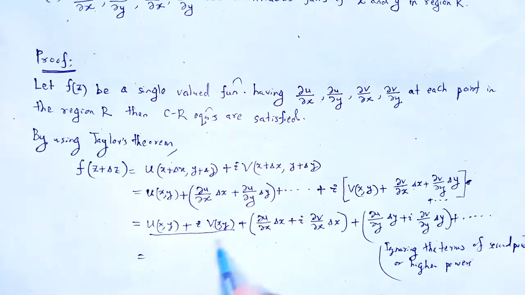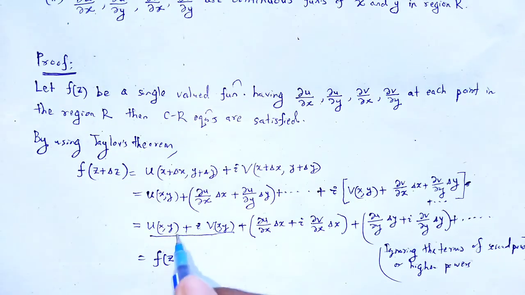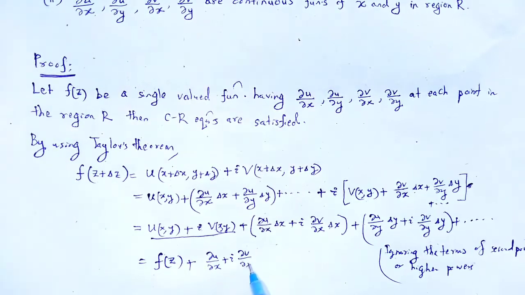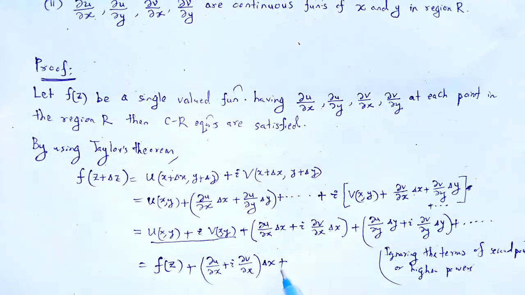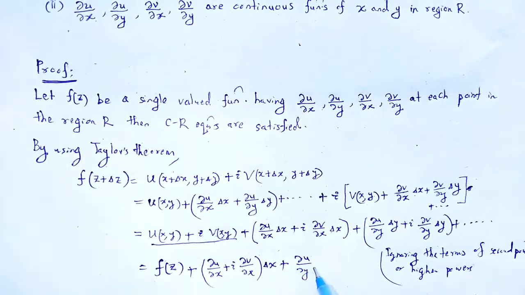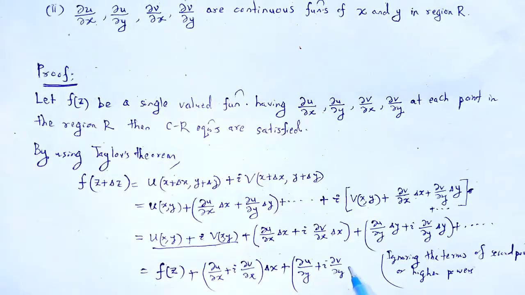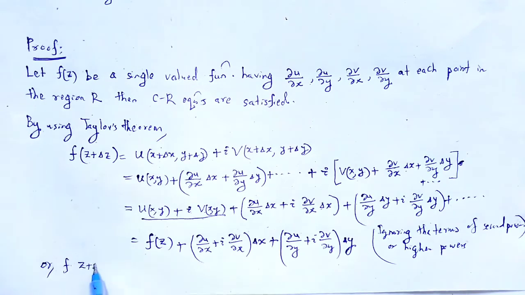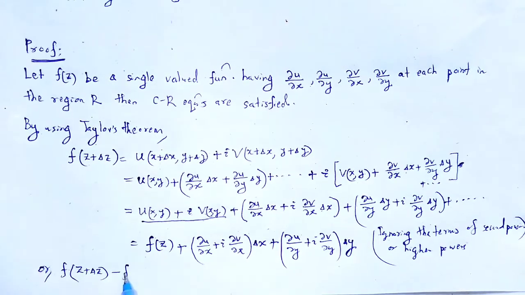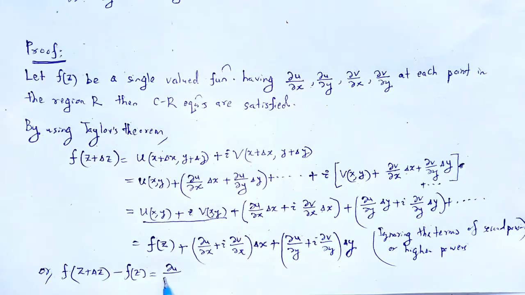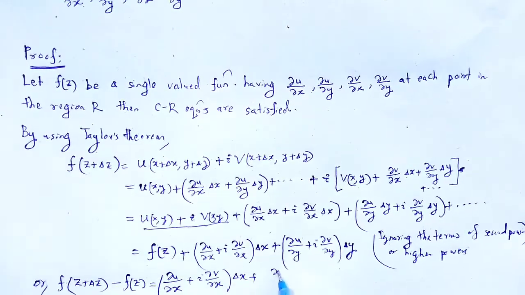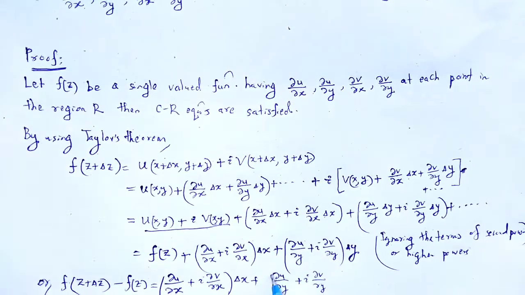So we have the term that is written as f of z, u of x y plus i v of x y, that is a complex function f of z, plus del u by del x plus i del v by del x, taking delta x as common, plus del u by del y plus i del v by del y, taking delta y as common. Or f of z plus delta z, taking that function to this side, minus f of z is equal to del u by del x plus i del v by del x times delta x, plus del u by del y plus i del v by del y times delta y.